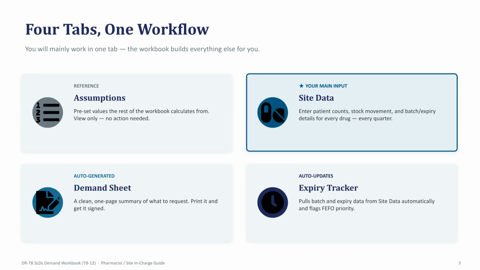The workbook consists of 4 main tabs. You will primarily work in the Site Data tab, where you enter your information. The other tabs, including Assumptions, Demand Sheet, and Expiry Tracker, are either reference tools or auto-update to simplify your workflow.